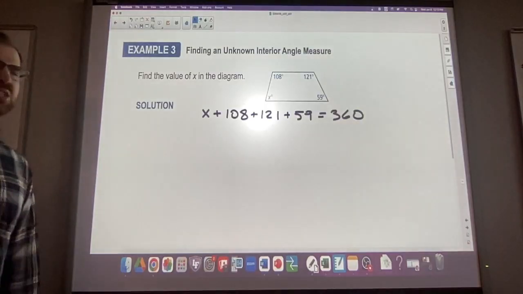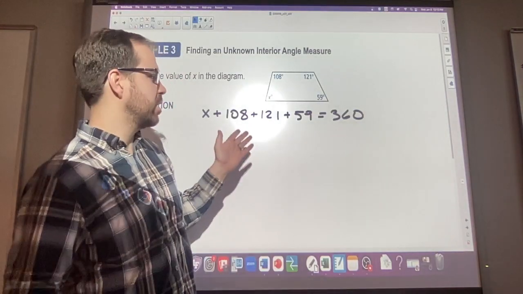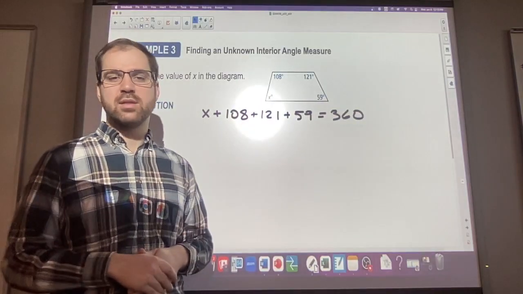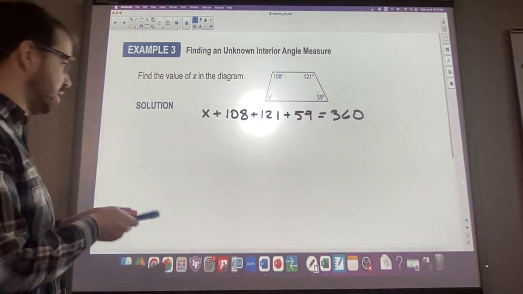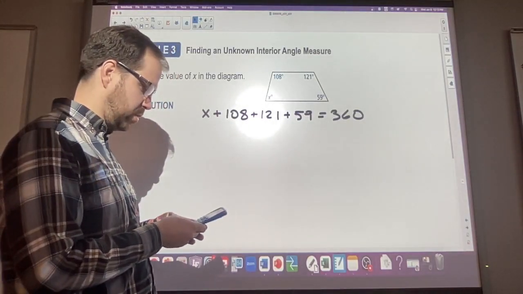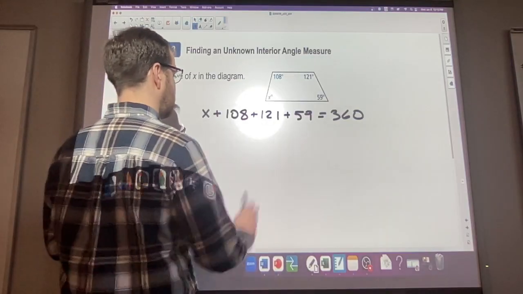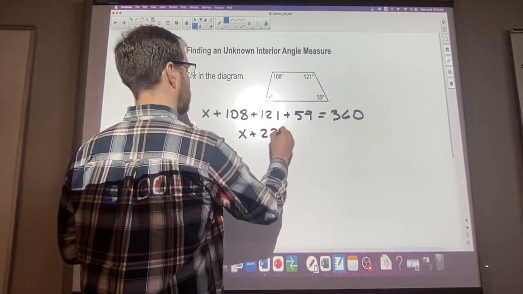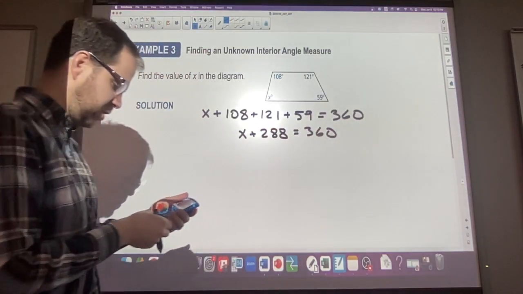Most of these problems you need a calculator, so you should already have one out. Use your calculator, combine these, and then see what you get for x. I will do the same. So add them together, 108 plus 121 plus 59. I get 288, and that plus x equals 360, and then I'm going to subtract from 360.